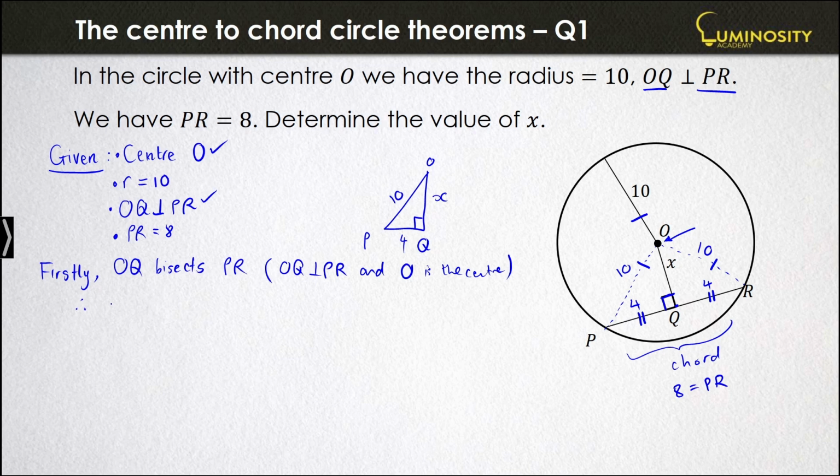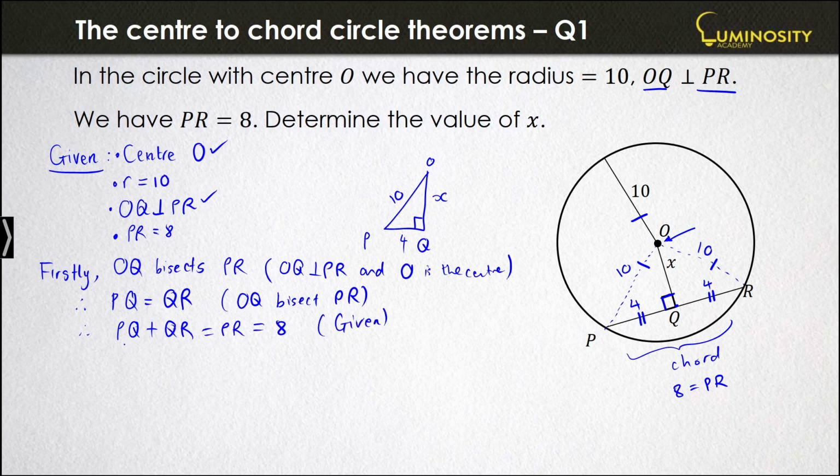So therefore, PQ equals QR, because OQ bisects PR. So I know that PQ plus QR must equal PR, which is 8 units. Again, that was given to me. But these are the same length as we saw. So if I call them x, I have x plus x equals 8, which implies that 2x equals 8, which implies that x equals 4 units. So therefore, PQ equals QR equals 4 units each.